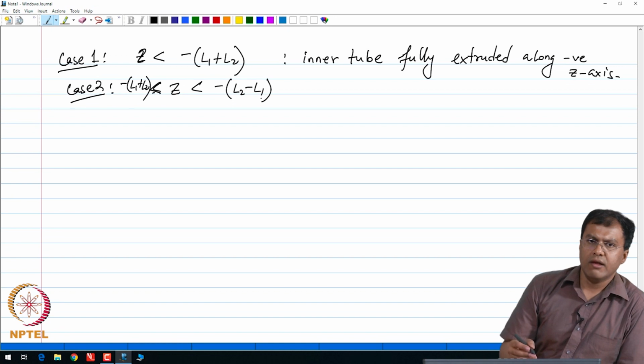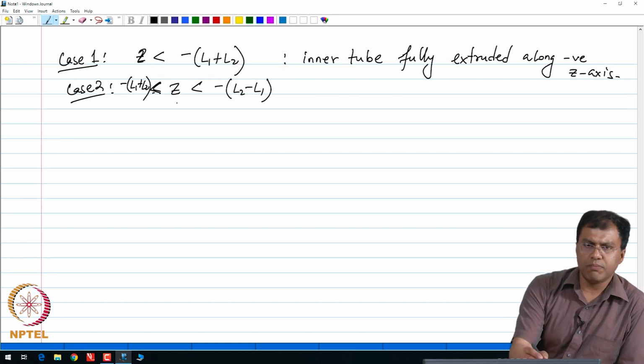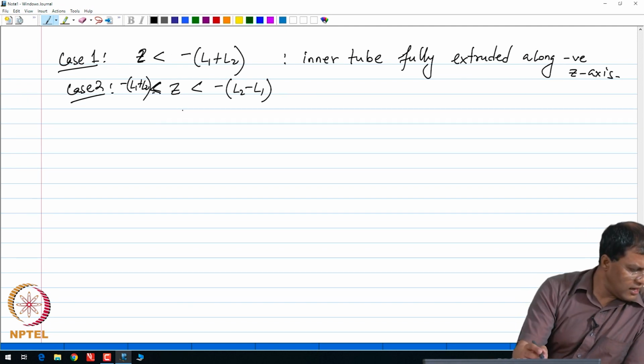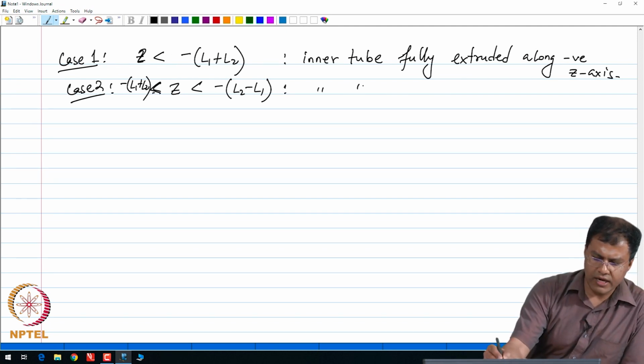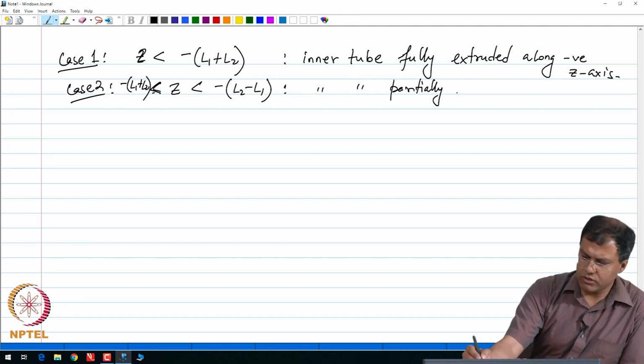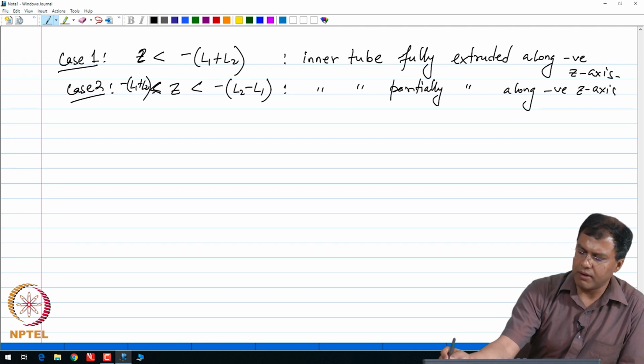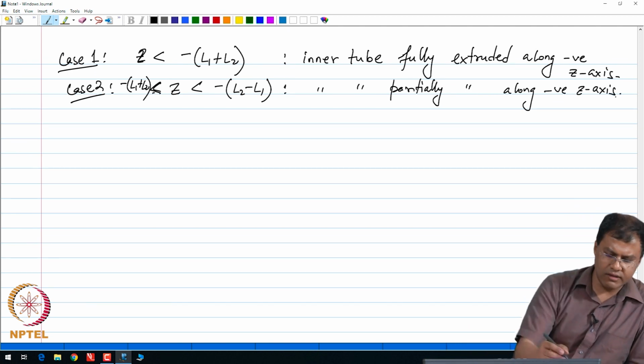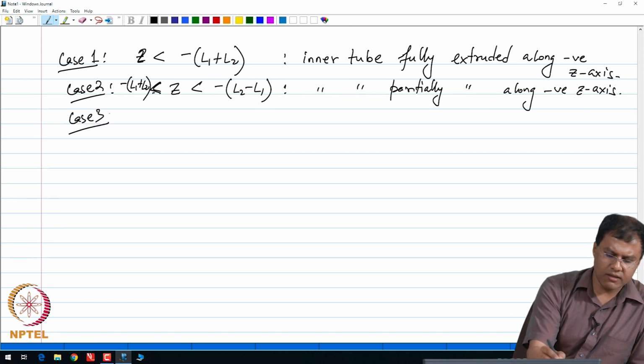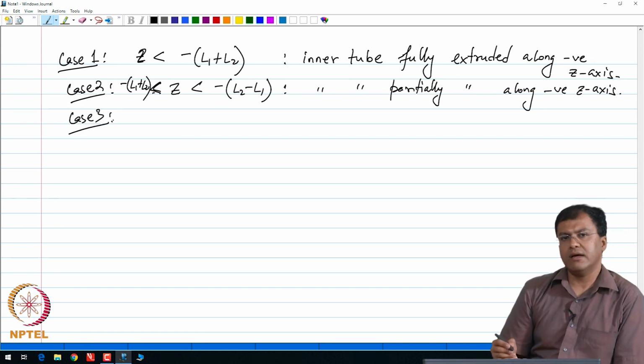So, the inner tube is partially inside the outer tube, but still along the negative z axis, along the negative axial direction, right. So, in this case we have the inner tube partially extruded along the negative z axis. Then my third case is when it is completely inside the outer tube.